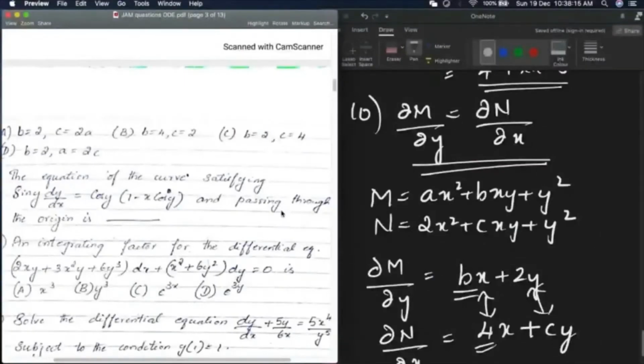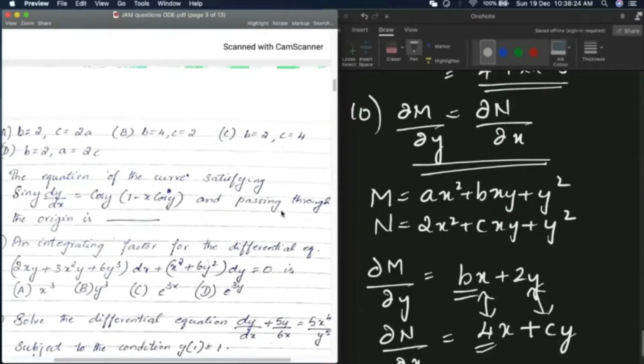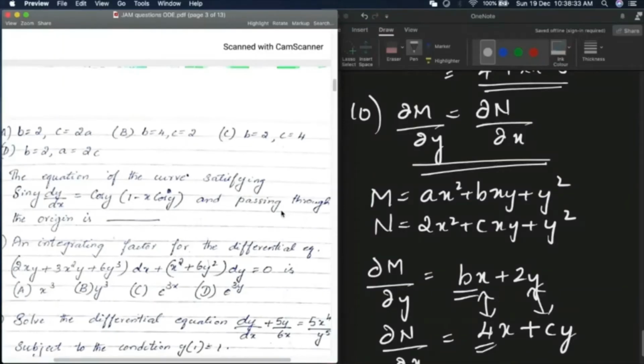See, the next question is actually coming, I don't know how it has come, and passing through the origin. So how can you enter the equation? So I think it should have been an MCQ, but the options are not there in the question when I copied it down. See, first you need to identify what kind of an equation is it. It is actually Bernoulli's. Bernoulli's means reducible to linear.